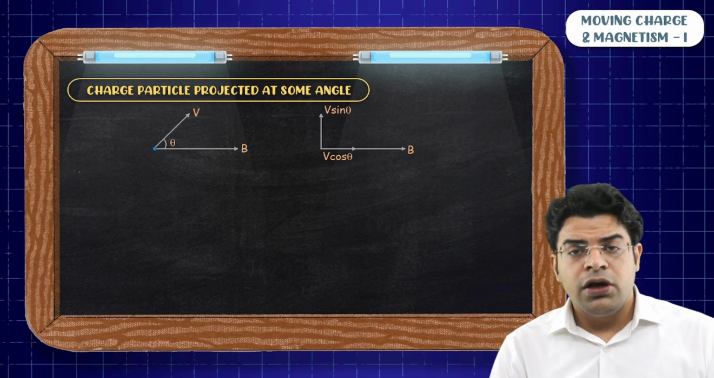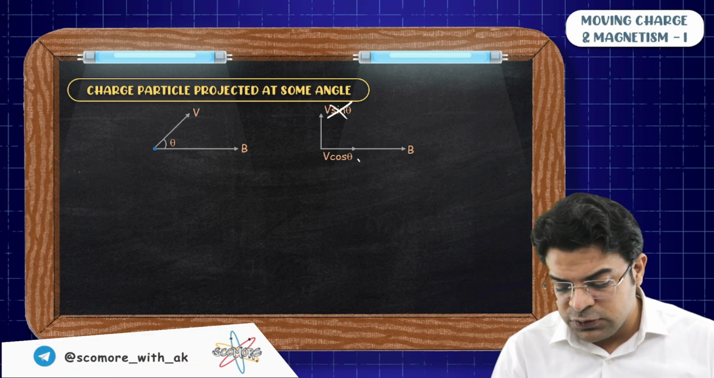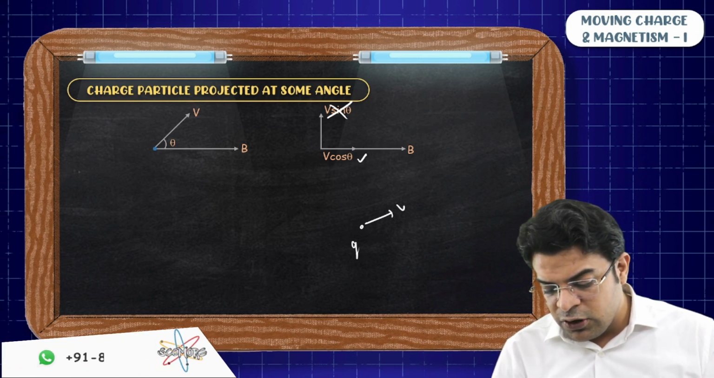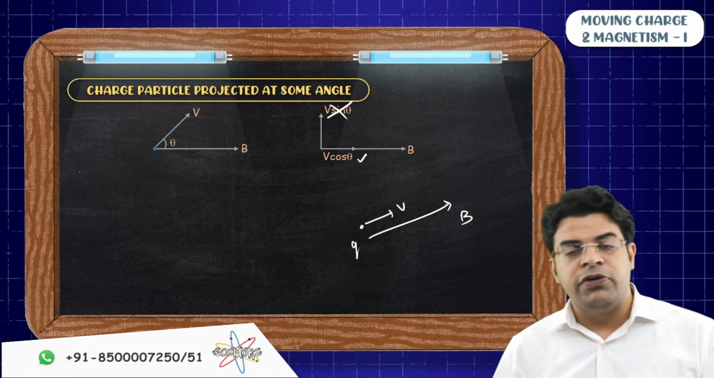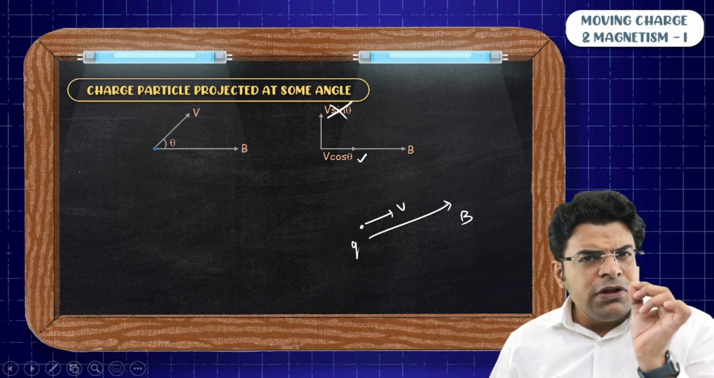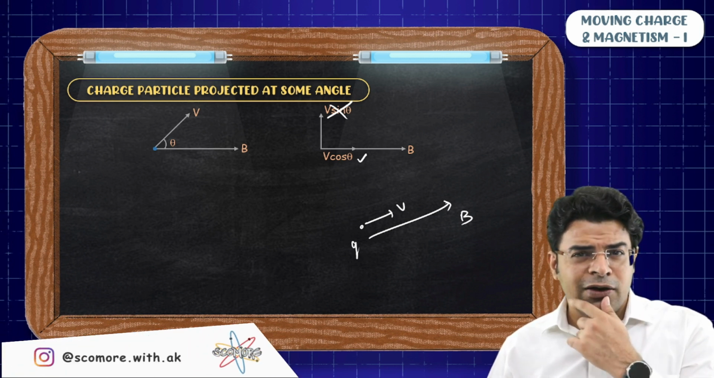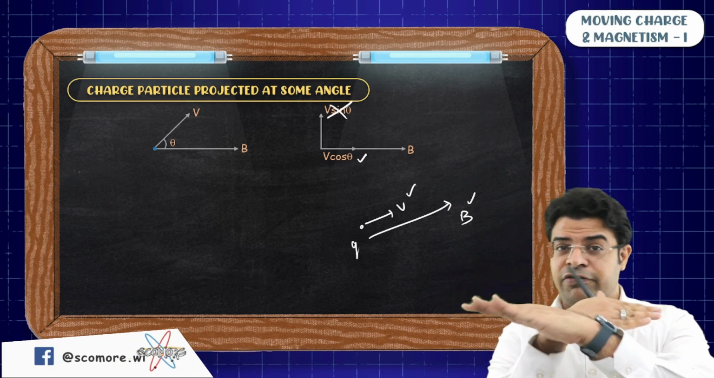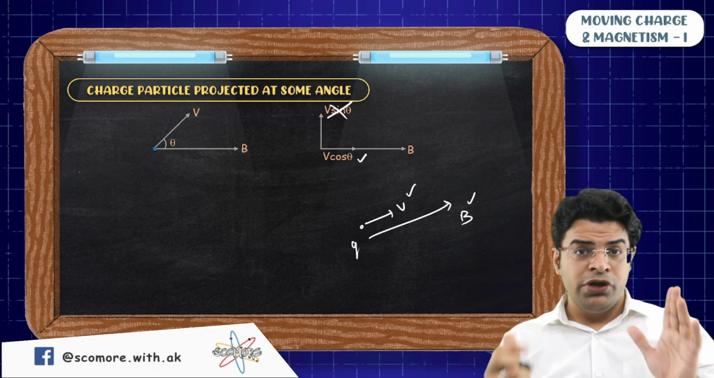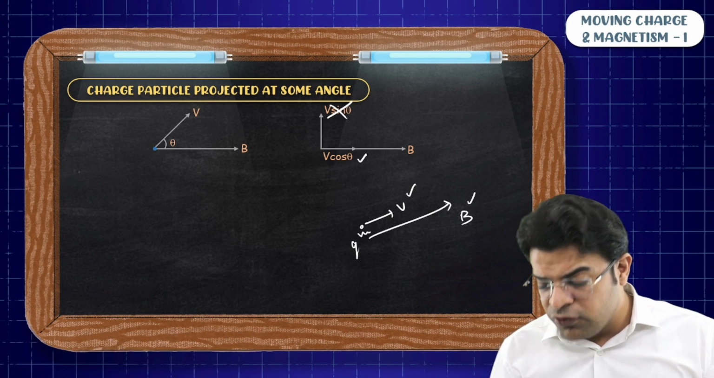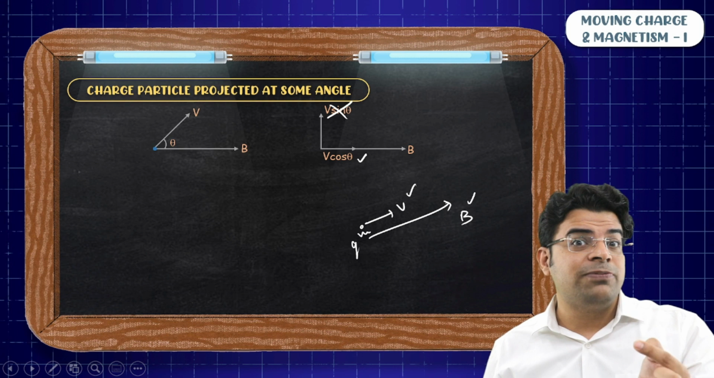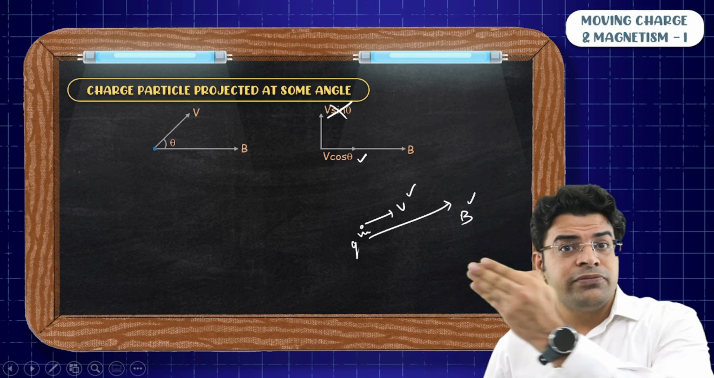Okay. Now forget about v sin theta and just focus on v cos theta. If you have a charged particle and you give it some velocity in the direction of magnetic field, then how will the motion look like? Sir, we know that when the velocity is parallel or anti-parallel to magnetic field, the magnetic force is going to be zero. So in this case, no magnetic force will act on the charged particle, and as no magnetic force will act on the charged particle, it will go in a straight line.